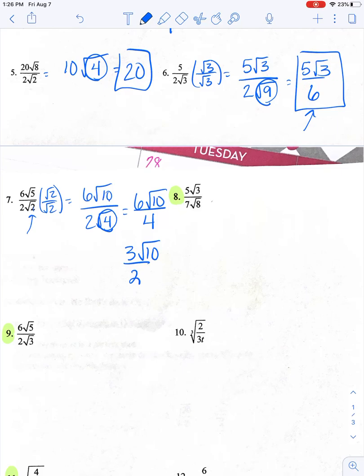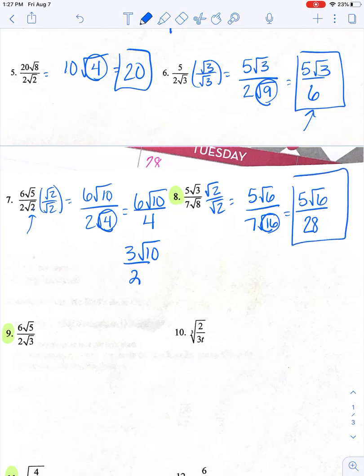Number 8, I can multiply by a root 8. Well, no, I don't have to multiply by root 8. I don't have to go all the way to 64. I can go to 16. So I'm going to multiply by root 2 over root 2. And that's going to give me 5 root 6 over 7 root 16. And that's a 4 times 7 is 28. And 6 doesn't have any squares in it. And I can't reduce.